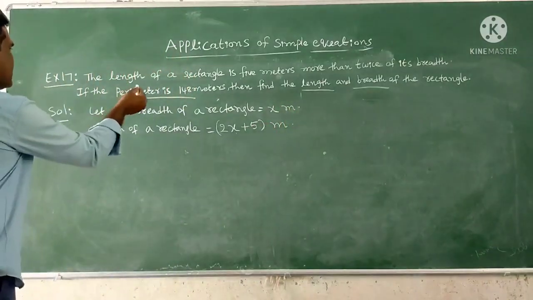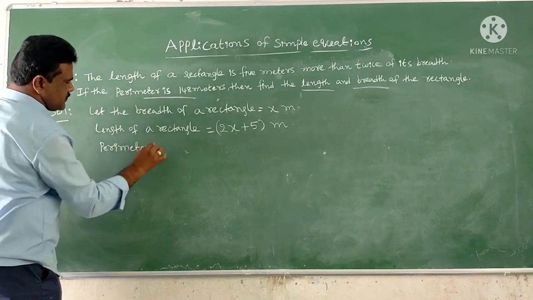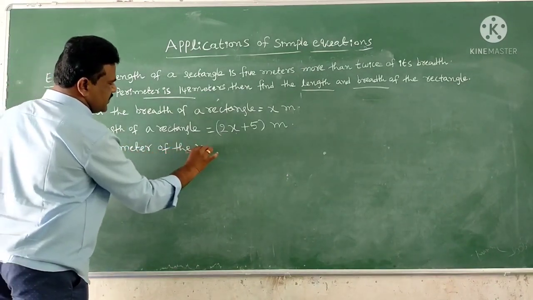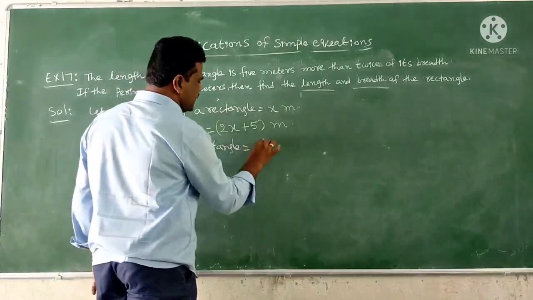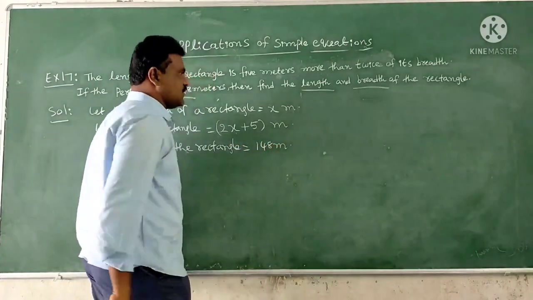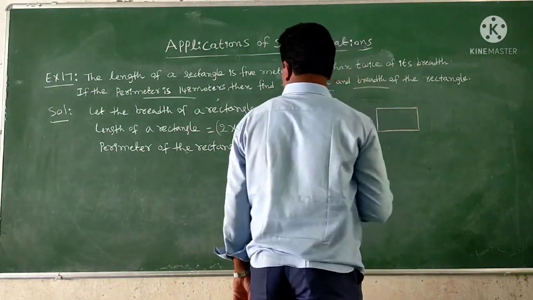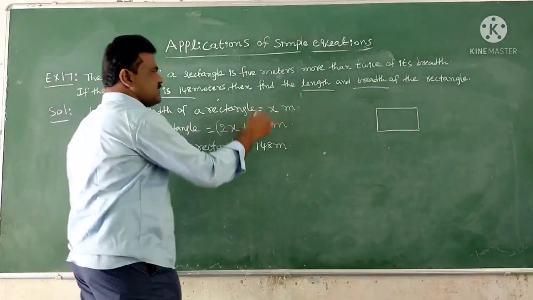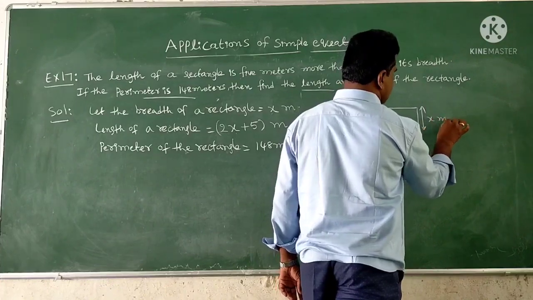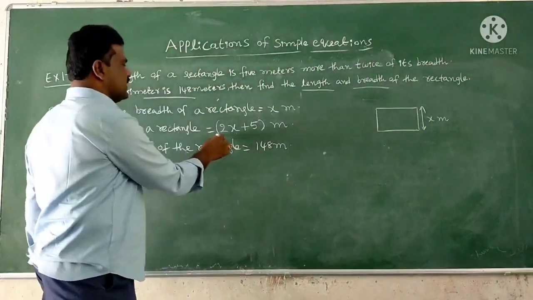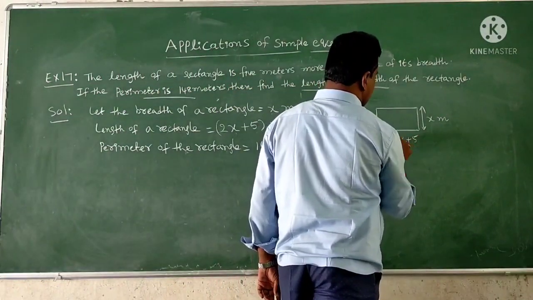The perimeter of the rectangle is also given, 148 meters. Observe the figure, rectangle. Here the breadth is x meters, and the length is 2x plus 5 meters.